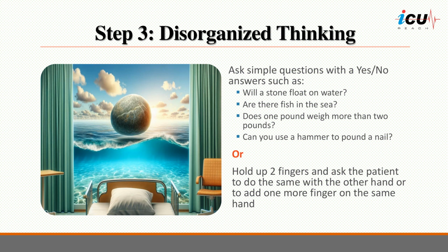You can also demonstrate disorganized thinking by saying to the patient, hold up this many fingers, and you hold 2 fingers in front of the patient. Then ask him to do the same thing with the other hand, but do not repeat the number of fingers. If the patient is unable to move both arms, then ask him to add 1 more finger. An error is counted if the patient is unable to complete the entire command. If there is at least 1 error, then your patient is delirious. Otherwise, proceed to step 4.